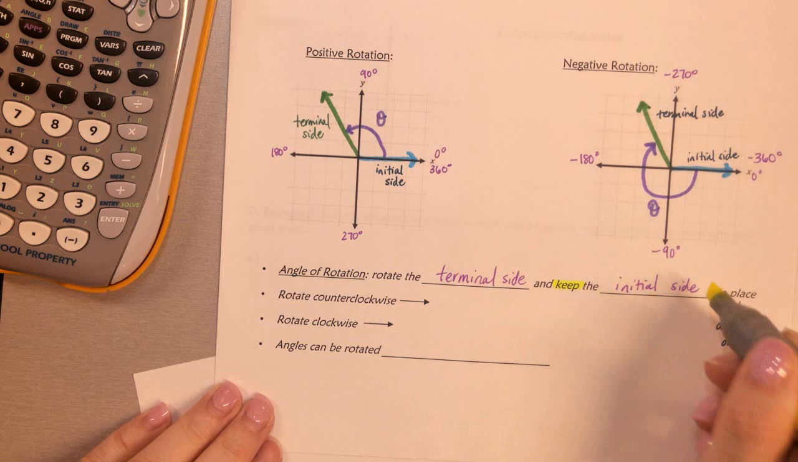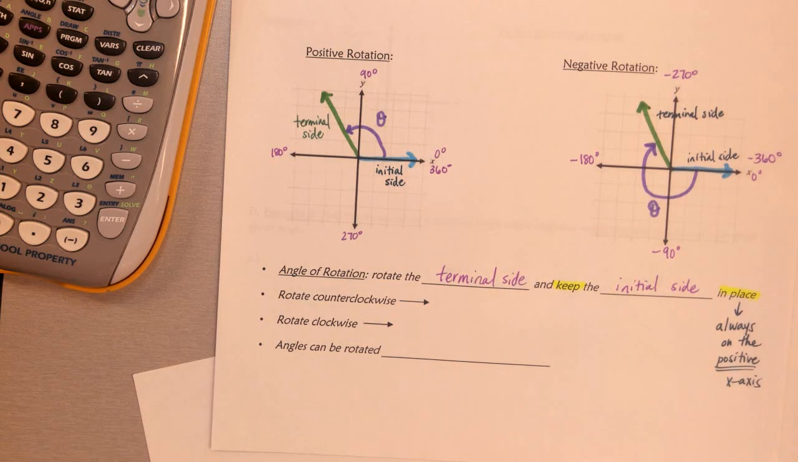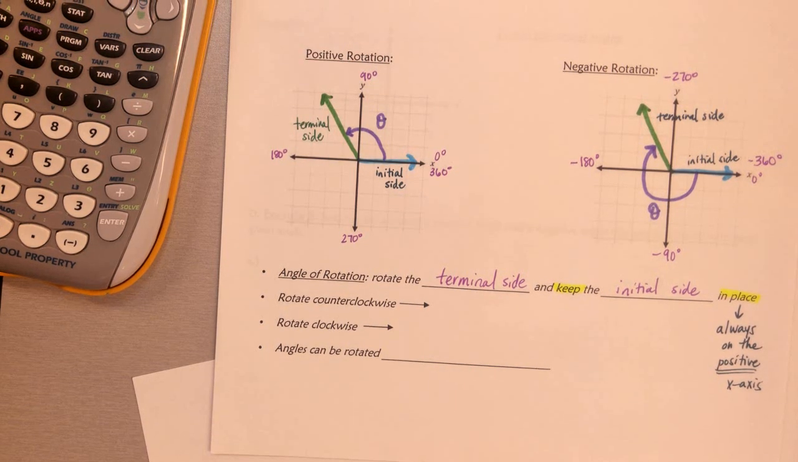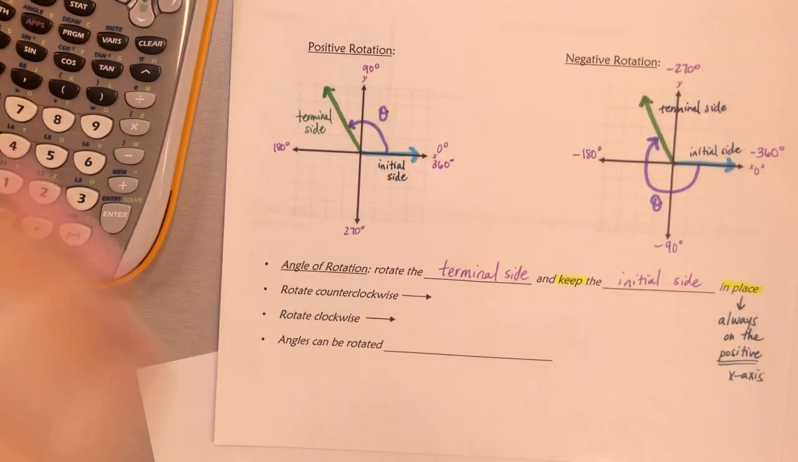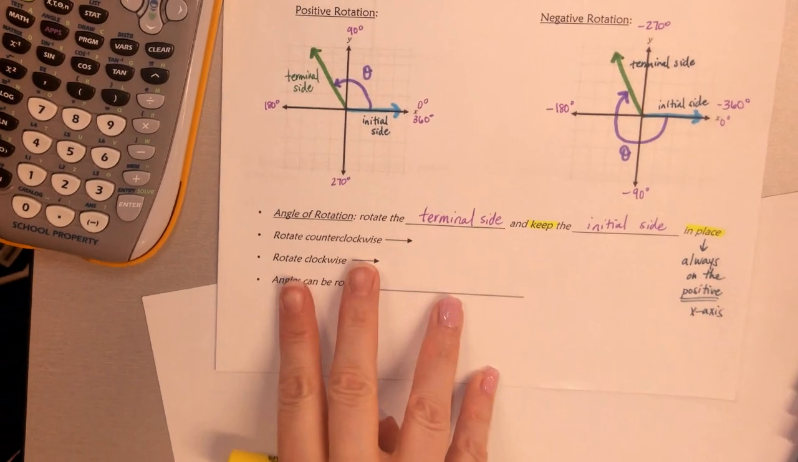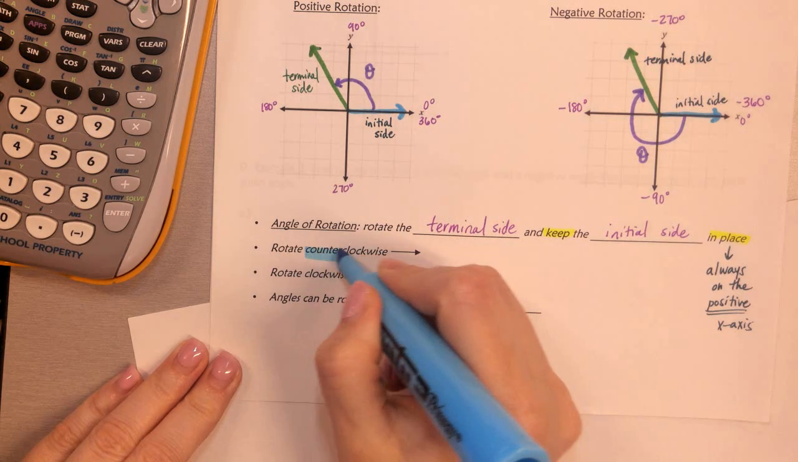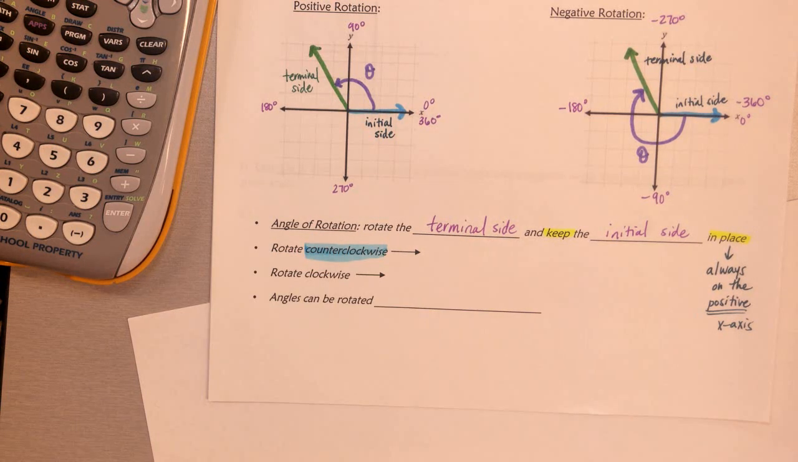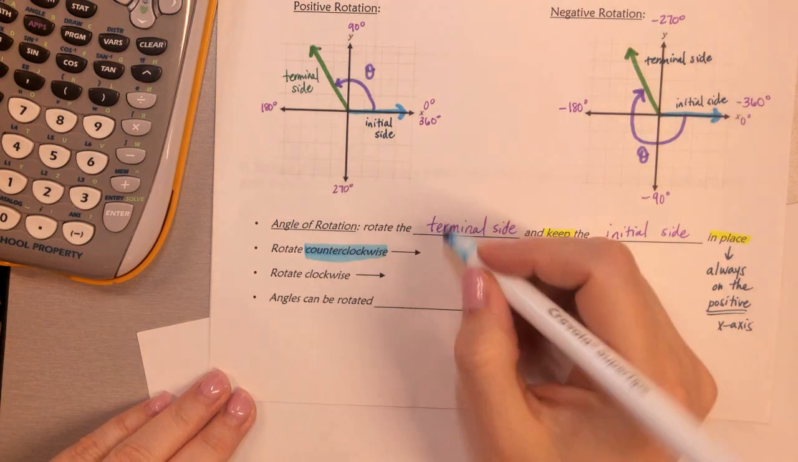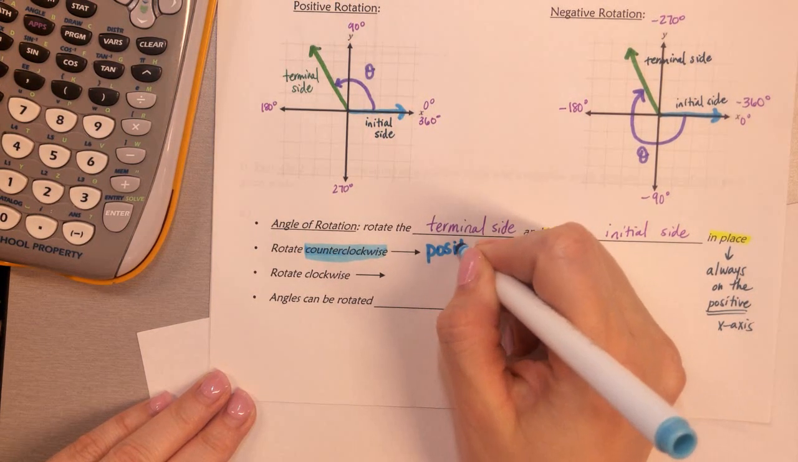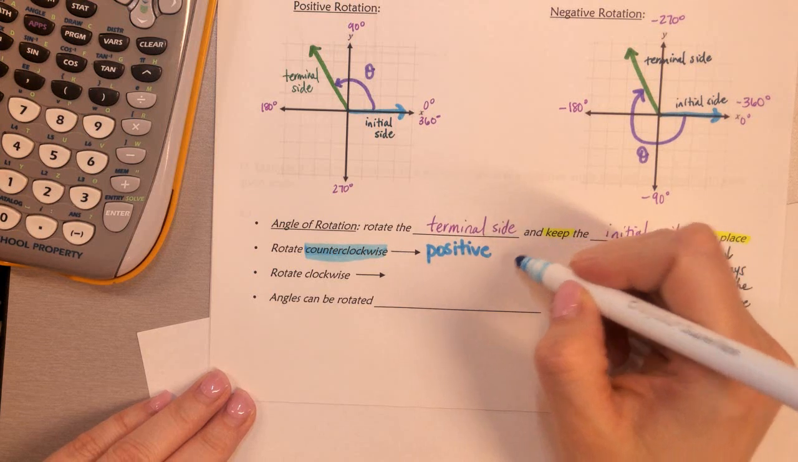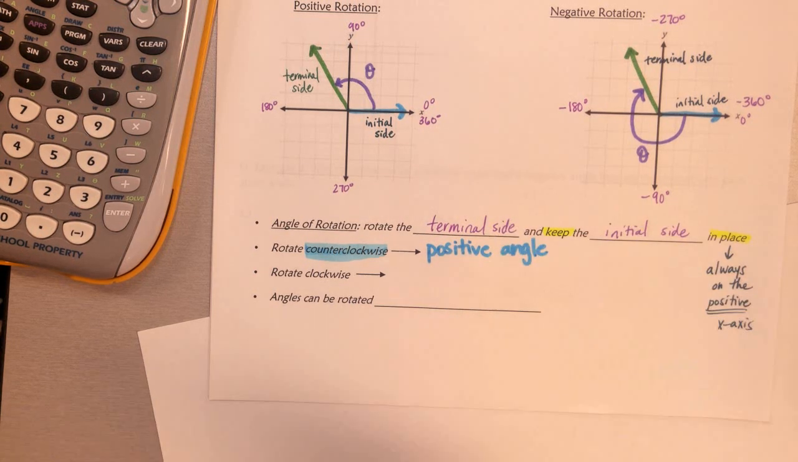This is also going to be important as we do the unit circle, which will be next week. Okay, so we're going to be doing a lot of foundations in this section. So we just talked about if you're rotating counterclockwise, that is going to be a positive rotation, okay, like we have up here. Okay, so it's a positive angle.